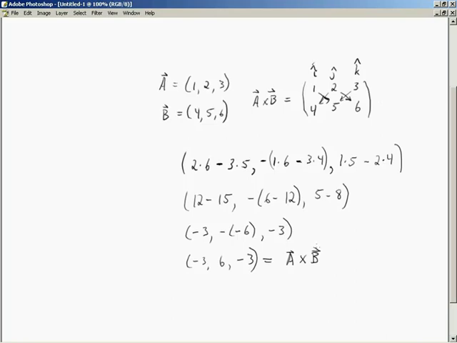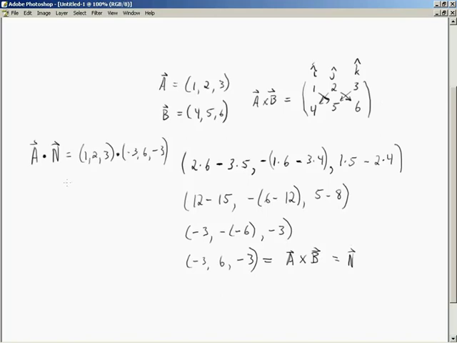That's right. So now let's just pick on A. Let's call this N, just so we have a vector to work with. So now we're going to have A dotted with N, and this is going to equal our 1, 2, 3 dotted with our negative 3, 6, negative 3.